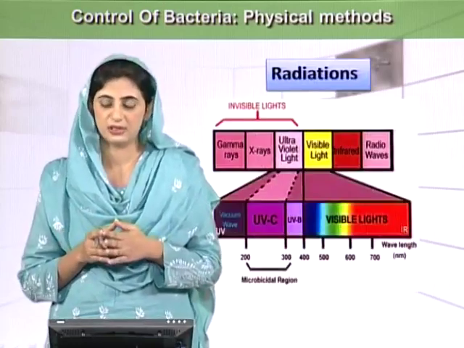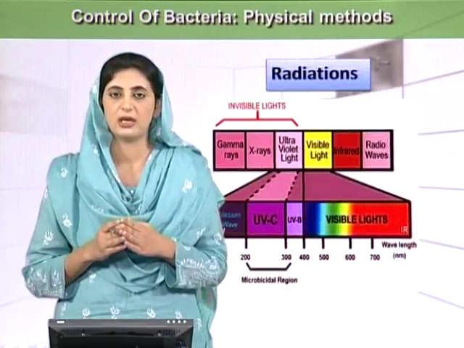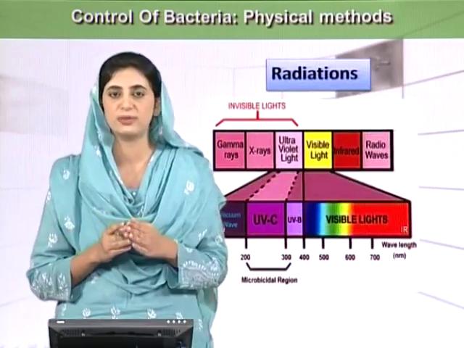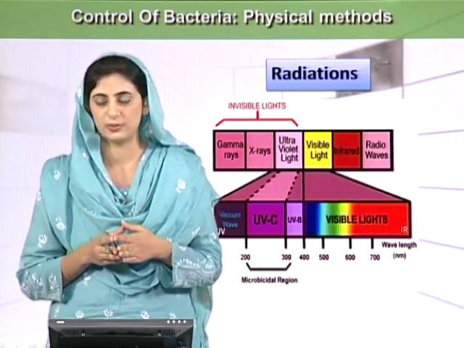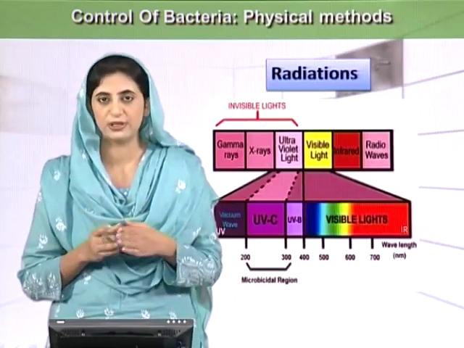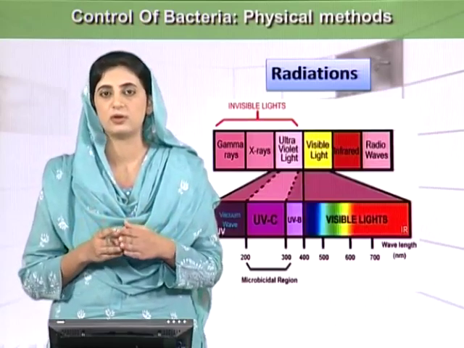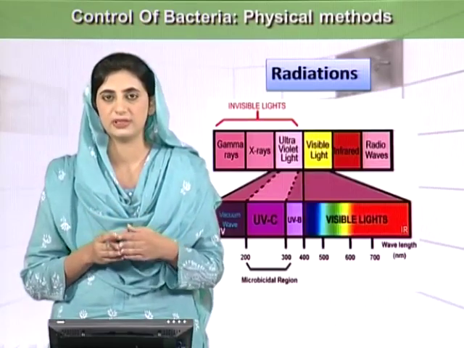The other physical method is that of radiations, and radiations below 300 nanometers are usually used to control bacteria. For example, UV radiations. In addition, gamma rays are also used to control bacteria.